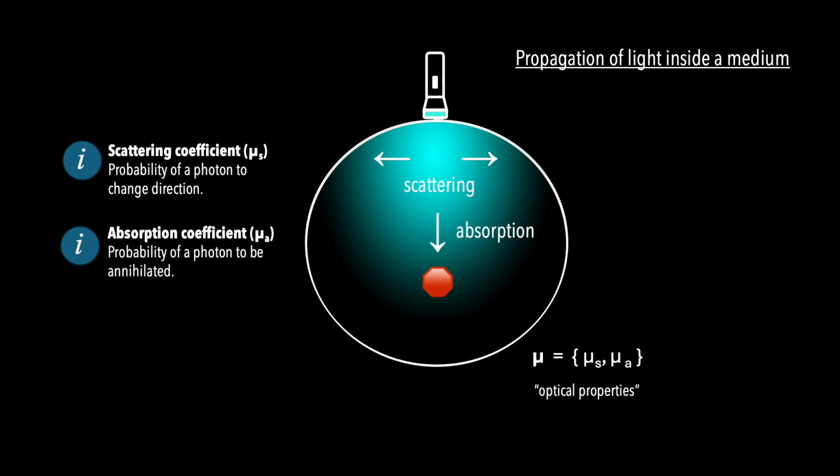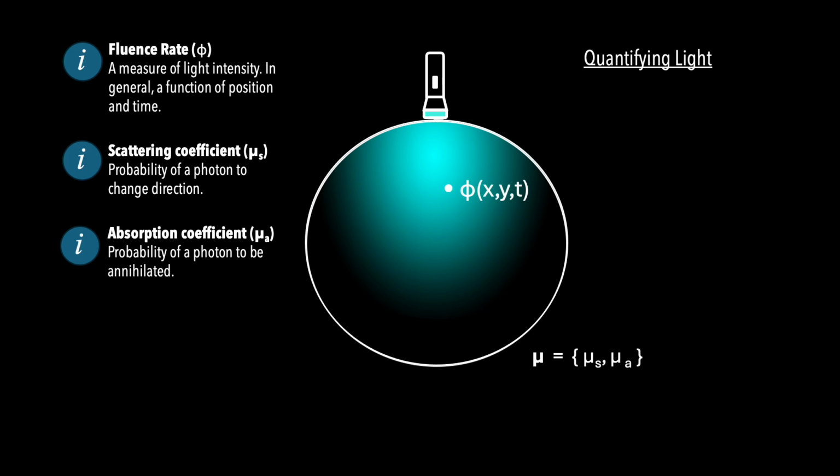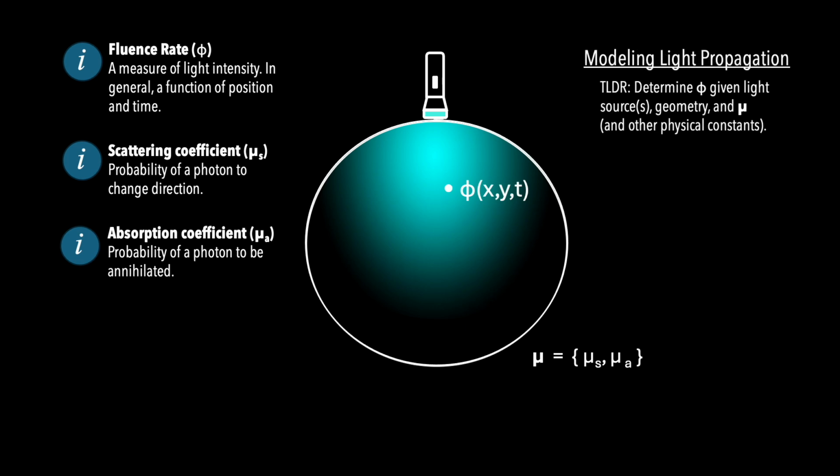In general, optical properties are a function of time and position, but for this discussion, we will assume the values are constants. In order to model propagation, light must be quantified. Here we use fluence rate, indicated by the Greek letter phi. Although it is formally defined in terms of photon flux, fluence rate can be understood as a measure of light intensity. In general, it is a function of both position and time. Light modeling can thus be described as determining the fluence rate resulting from one or more external light sources given the geometry and optical properties of the medium.